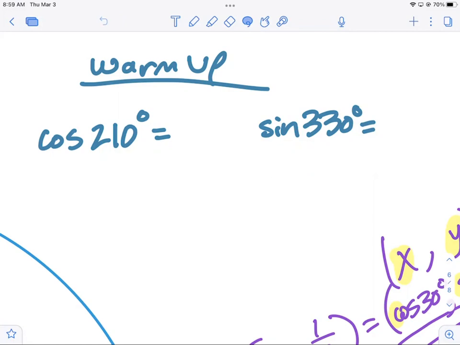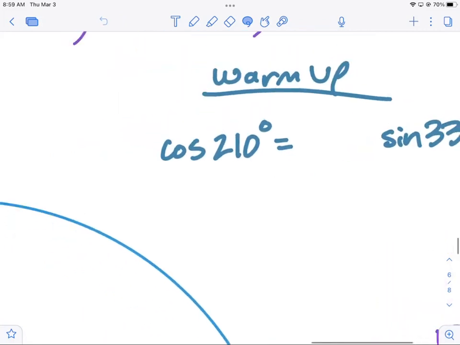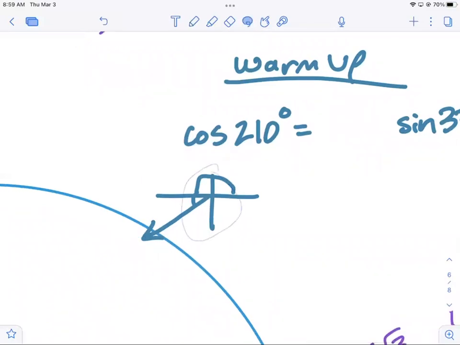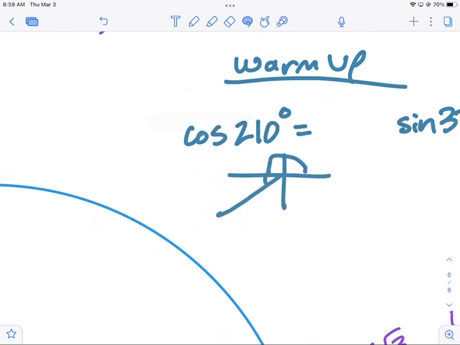Cosine of 210. So here's what you want to think to yourself. Cosine, first of all, is the x or the y value? It's the x value. So at 210, I'm not going to peek down to my diagram. I'm going to say, where is 210? Well, it's 30 degrees past 180. So I know that the reference angle is 30 degrees. And anytime the reference angle is 30 degrees, I know that the ordered pair is some type of square root of 3/2, some type of 1/2.